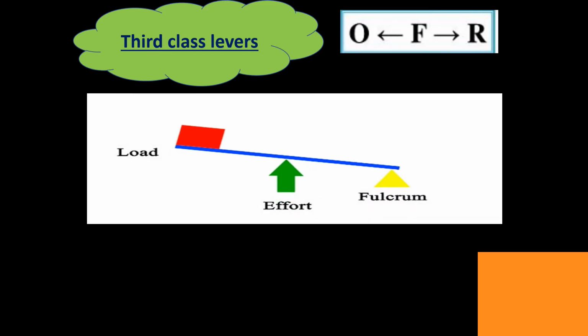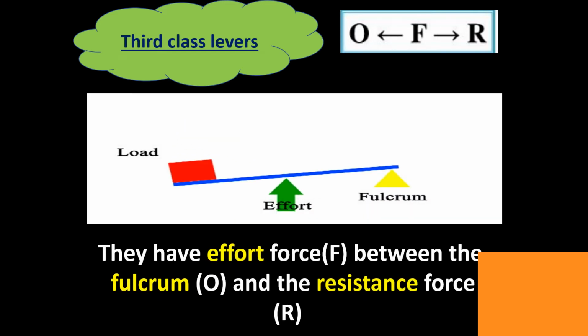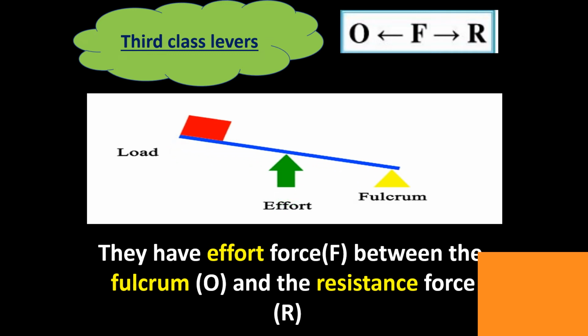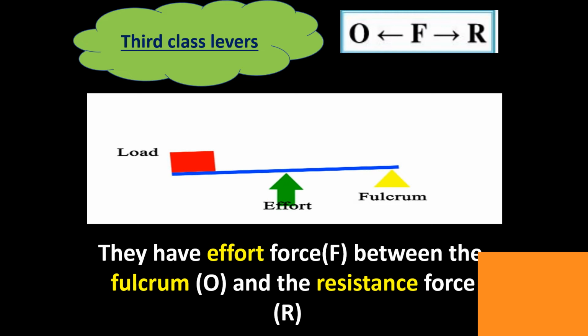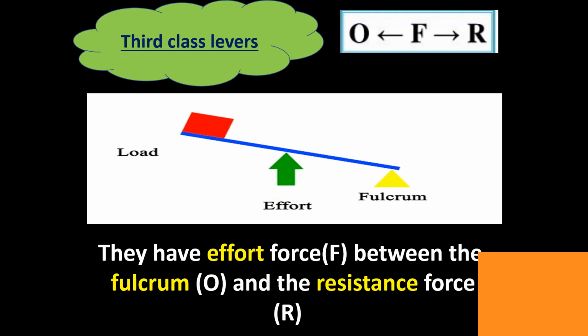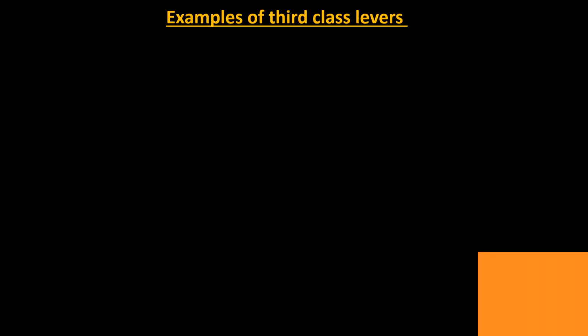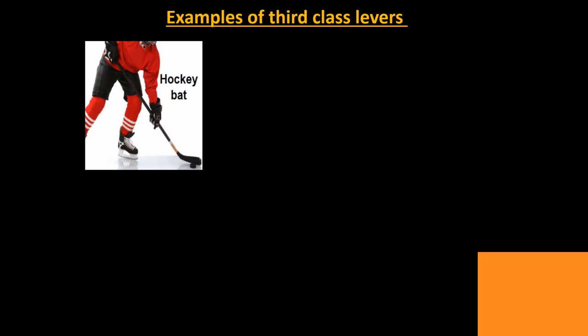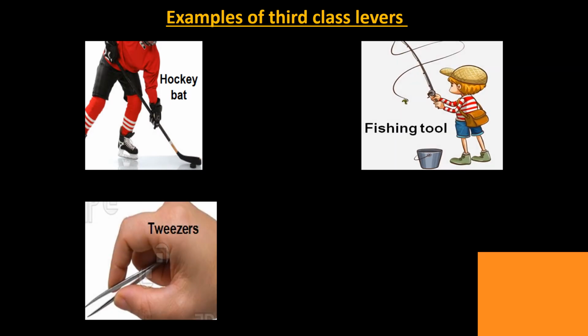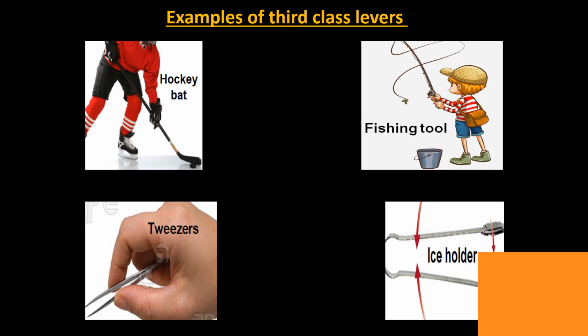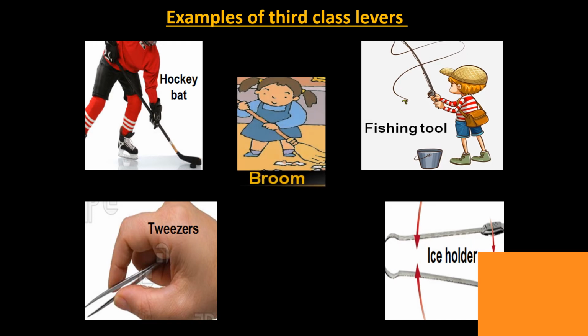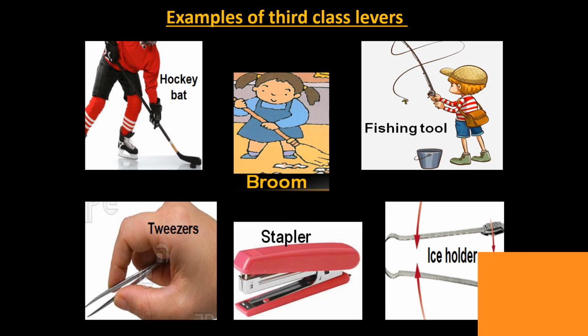Now, the third-class levers. Here we have the effort force in the middle. So, the third-class levers, they have effort force between fulcrum and resistance force. The examples of third-class levers are hockey bat, fishing tool, tweezers, ice holder, coal holder, sweet holder, manual broom, stapler.